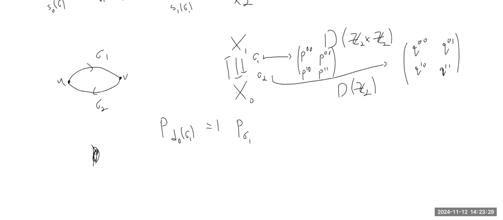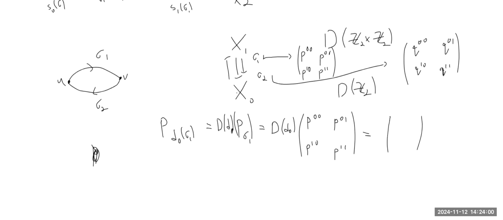So we will get this from P of sigma 1. What does D of D0 mean? It means D of D0 on this distribution P0,0. Let me tell you how we can act this D0 on this. This will be a distribution on Z2, so it's only two numbers: the distribution on 0 and the distribution on 1.